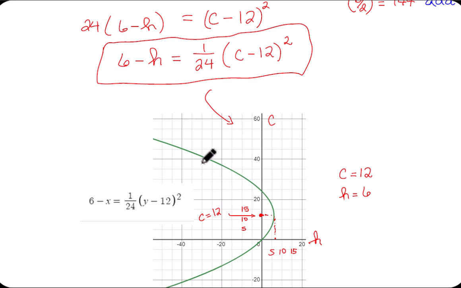Okay, so we look at this particular parabola on its side. If c is 12, my one critical point, that happens when h is 6. And so we see, for different h's, what happens to our particular critical points.